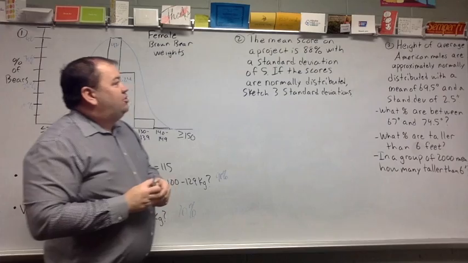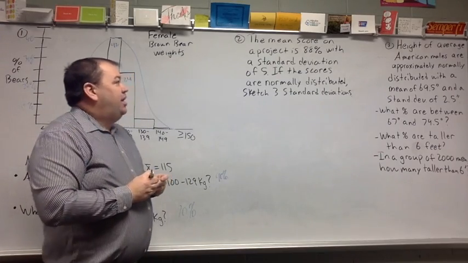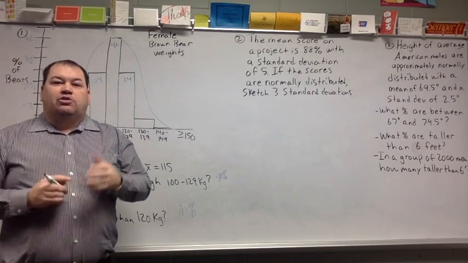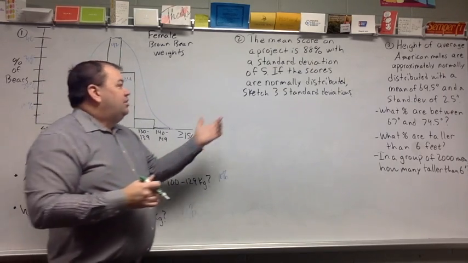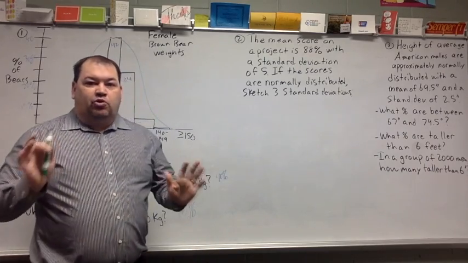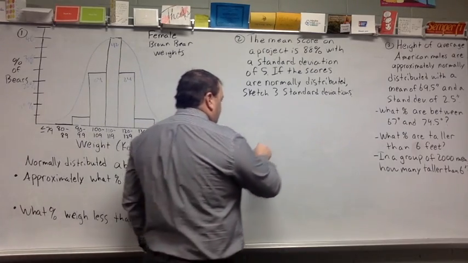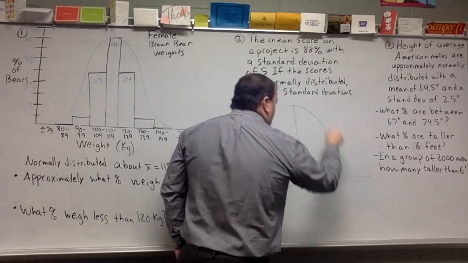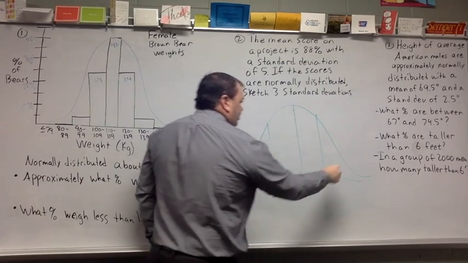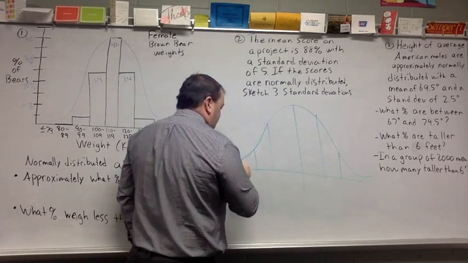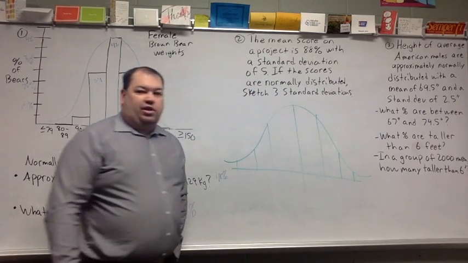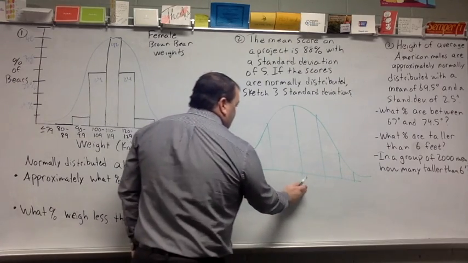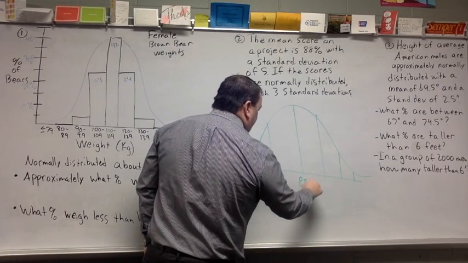It says the mean score on a project for some class was 88% with a standard deviation of 5. It says if the scores are normally distributed, sketch out 3 standard deviations. The cool part about a normal distribution, it's always going to take this shape. We know exactly how many sections to put in it. All it's going to change are the numbers. So for this particular example, it says the mean score is 88. So we're going to put 88% right here.